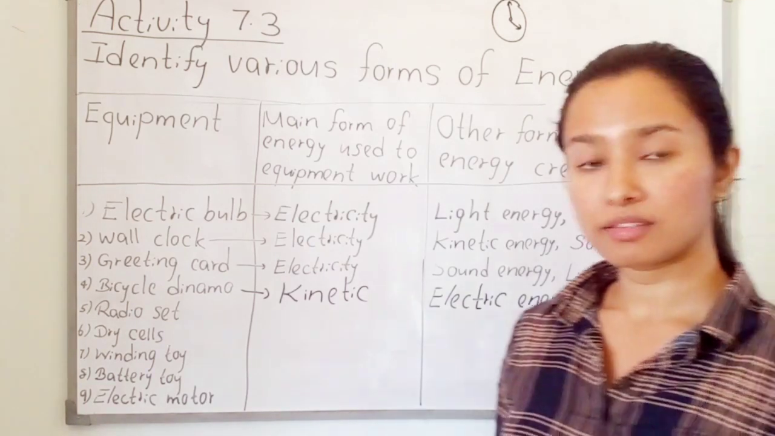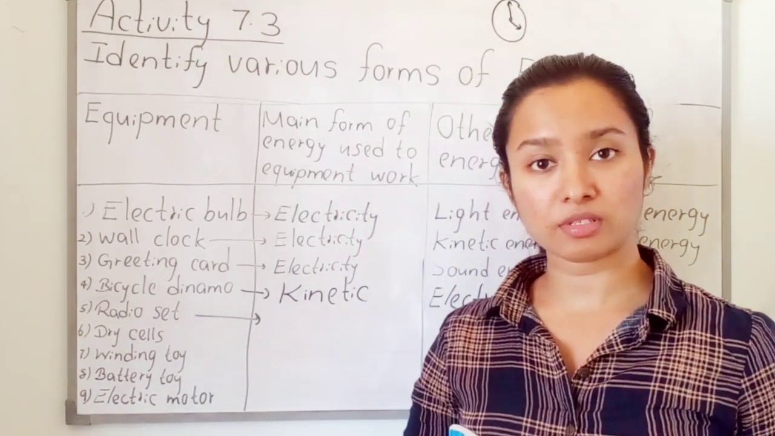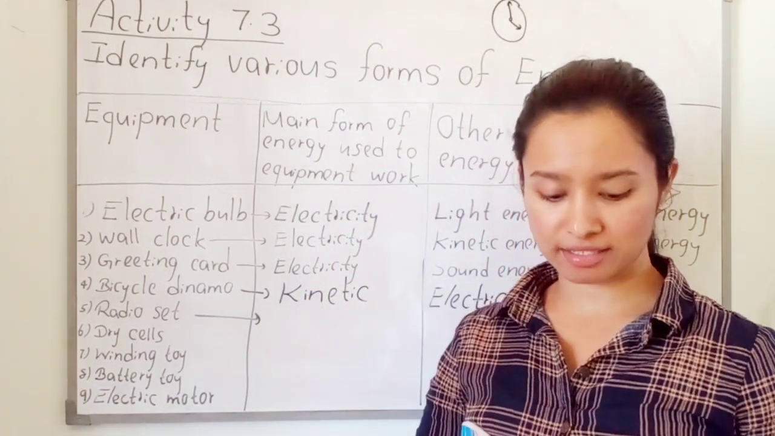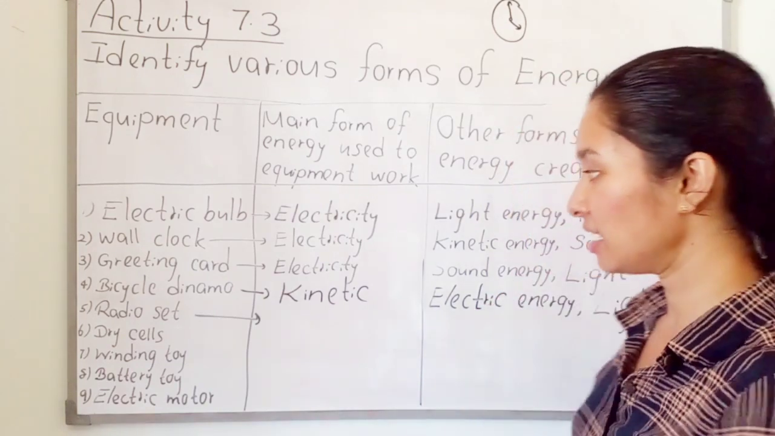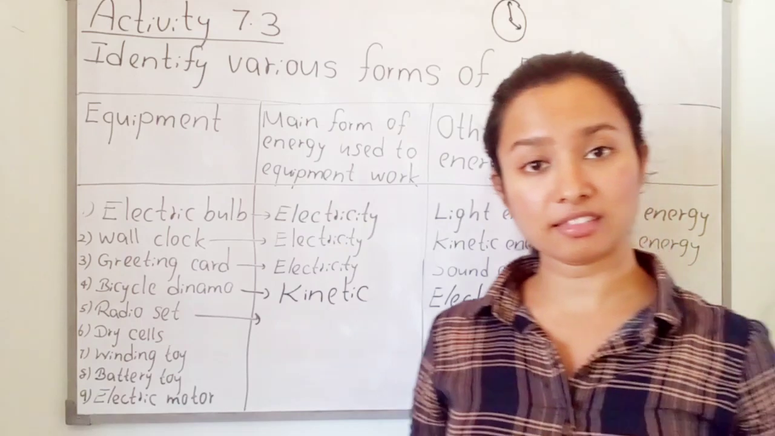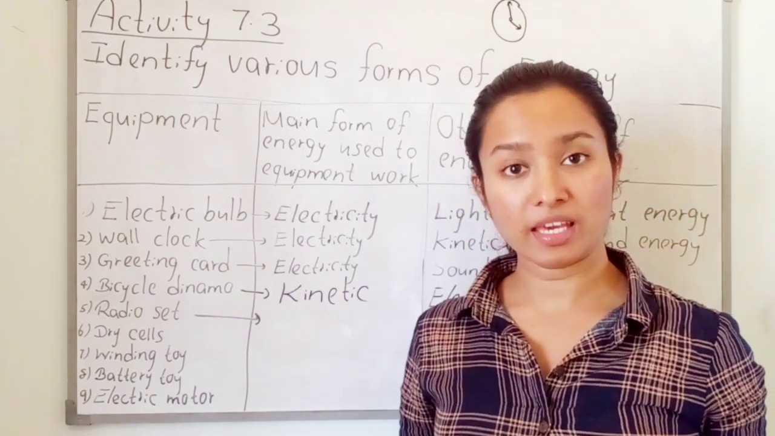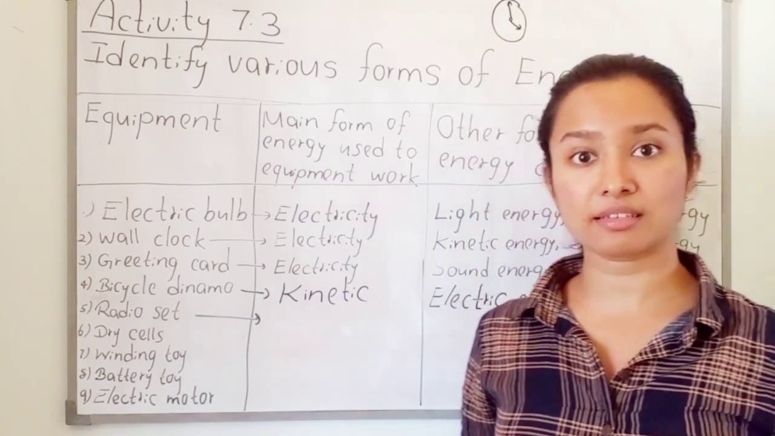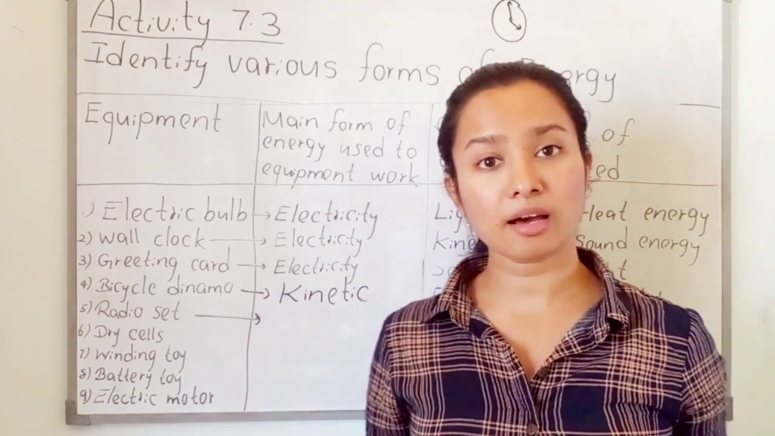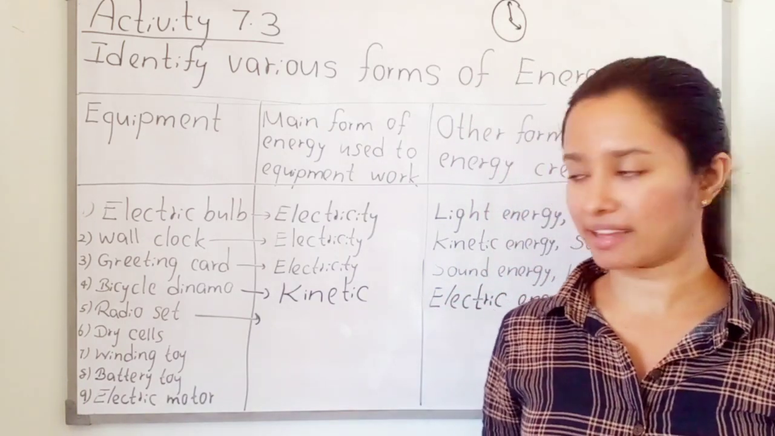Light energy. Then the radio set. To work the radio set we need electricity. Normally we need electricity, so here you have to write electricity. Then what are the other energies created? In the radio, we hear the sound, so sound energy is created. Then there are some lights in the radio, so light energy is also created.